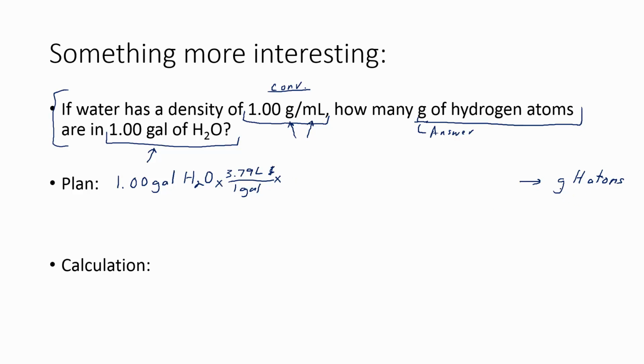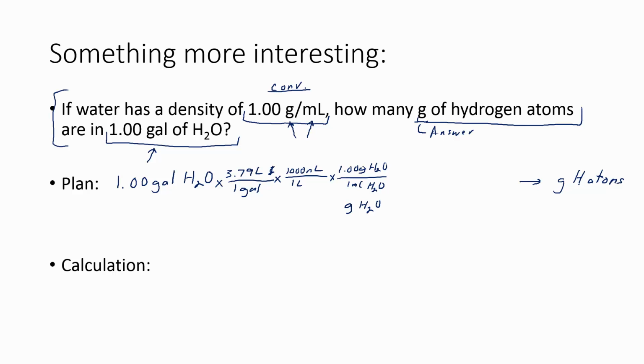Grams of water seems closer to grams of hydrogen atoms, so I'm going to see if I can get to there. So to do that, I need milliliters. 1,000 milliliters for every liter. And now I can use this density to say 1 gram of water for every 1 milliliter of water. Excellent. So I figured out how many grams of water I have. That's where I'm at right now.